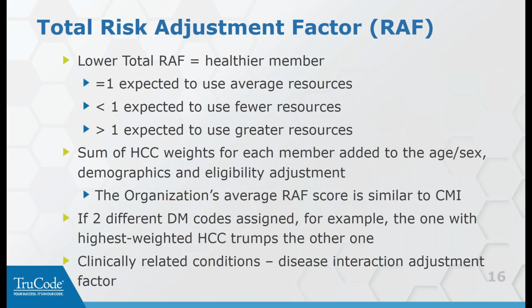If you have 2 different diagnosis codes, like in the diabetic world, for example, they're going to go with the one that has the highest weighted HCC. So if I have maybe diabetes with a lesser complication documented and coded, and then I have one with a more complex complication documented and coded, the one that maps to the higher weighted HCC is going to trump the other one, and that's the one that's going to count as a part of the RAF score. And I already talked about the fact that there are clinically related conditions that may involve an interaction adjustment factor.